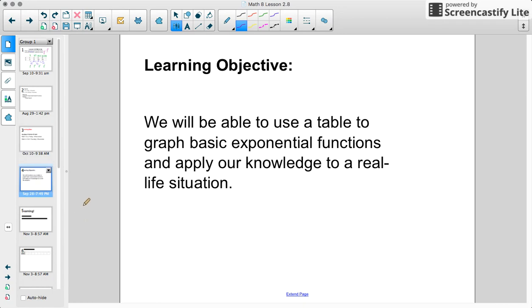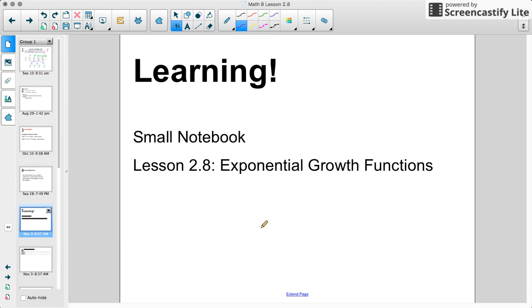Okay, so our goal together right now is to be able to look at a table and write an exponential function based on that table. And then when we do the poster, we're going to take a real life situation and apply it. Okay, so let's do a couple examples. Go ahead and get out your small notebooks. If someone could just pause the video and write down lesson 2.8, exponential growth functions.